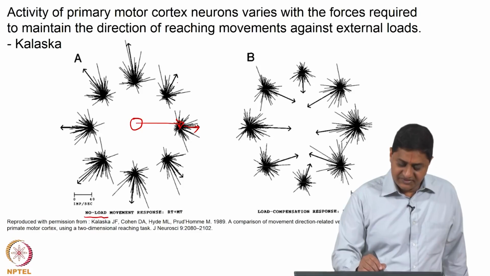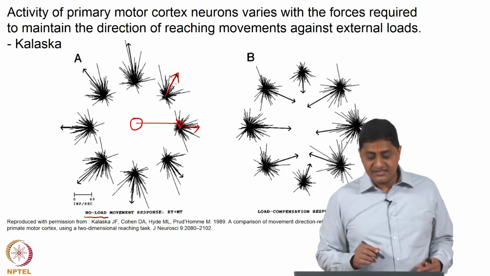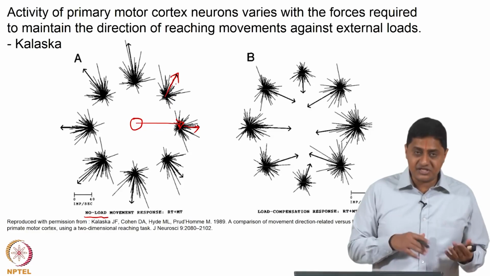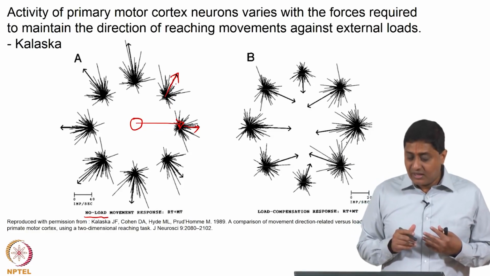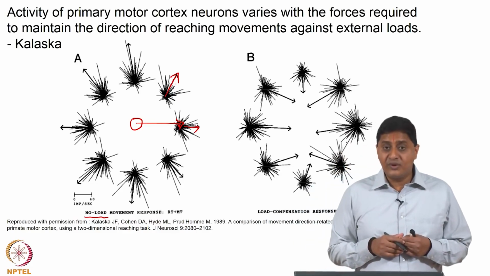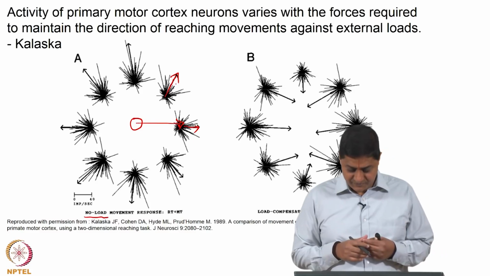Likewise, this was the target, and the activity of these neurons predicts that direction, for example, and so forth. Look, this is approximately a replication of the Georgopoulos experiment. But what is new in this experiment is what happens when the monkey is required to move against a load.